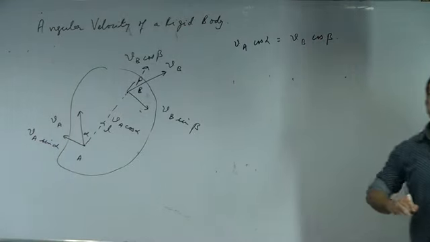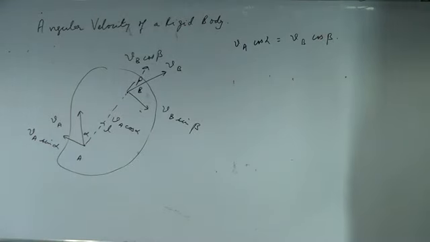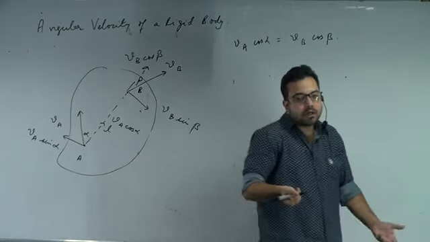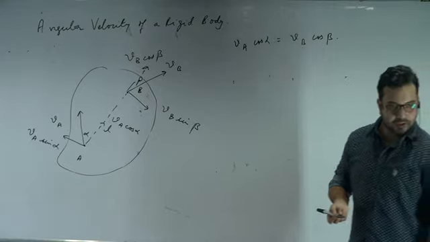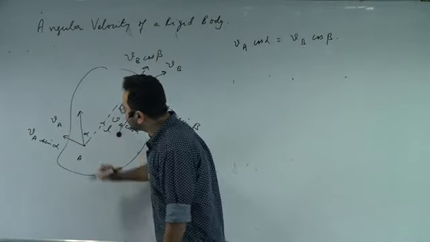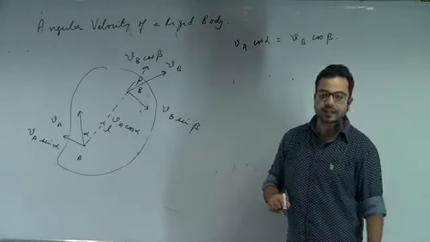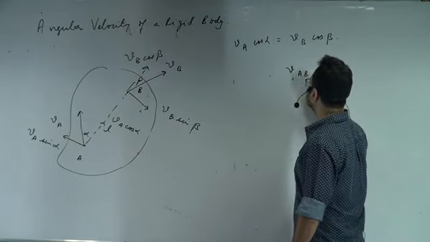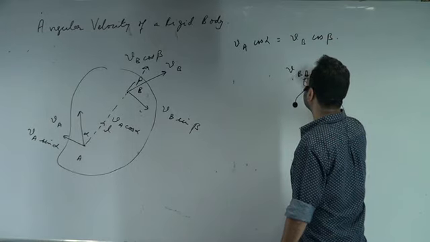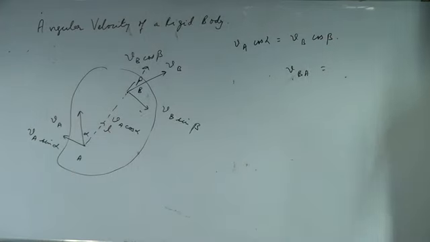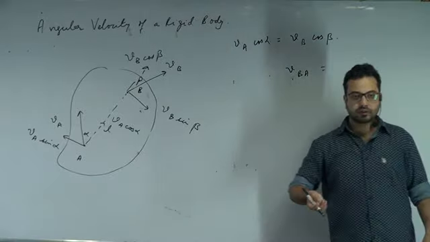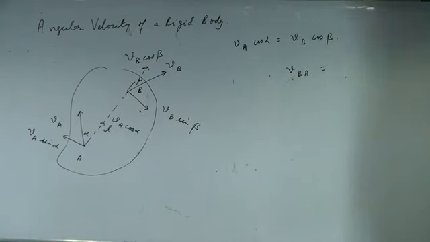Next we have to find the angular velocity. What we need to do is sit at A or sit at B. Make A or B your point of reference. So you sit at A. If you sit at A, I want you to find out VBA, the velocity of B with respect to A. What will that be?